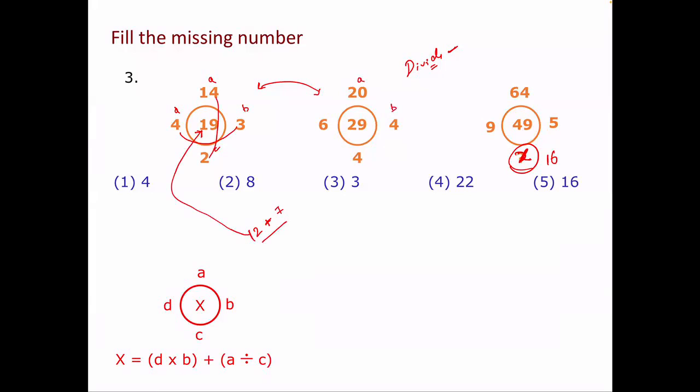Okay, apply the same logic here. If you call them as A, B, C, D, so D into B is 6 into 4, 24. Okay, plus 20 divided by 4 is 5. 24 plus 5 is 29. Okay? Similarly, do it here. If you call them as A, B, C, D, so D into B, 9 into 5 is 45. How much more do you need to reach 49? 4. How will you get a 4 here if there is a 16 here? So only when it's a 16 here you will get a 4. So answer here is option number 5, 16. Okay, this is how you solve it.